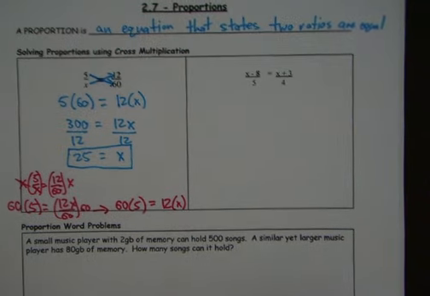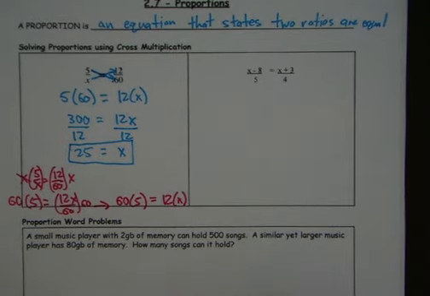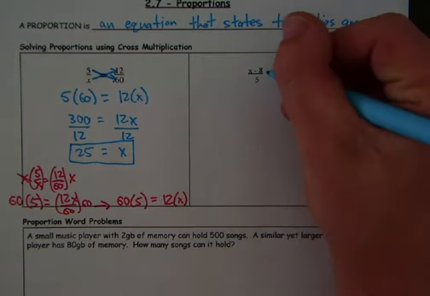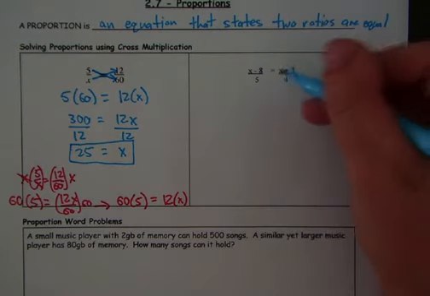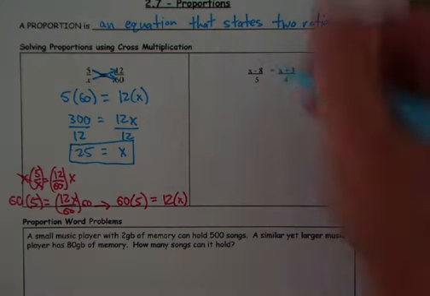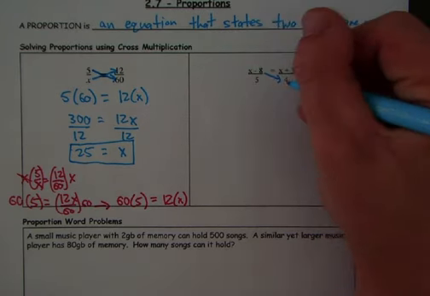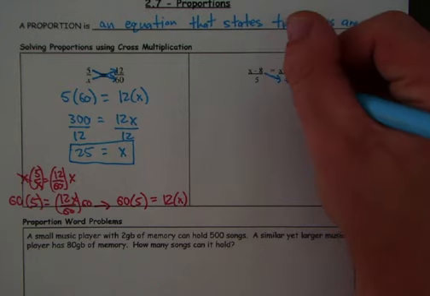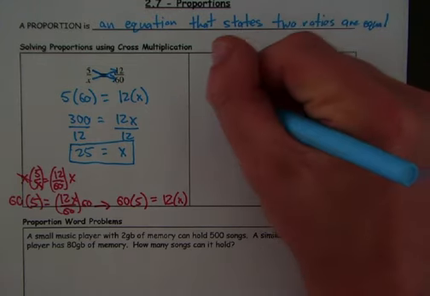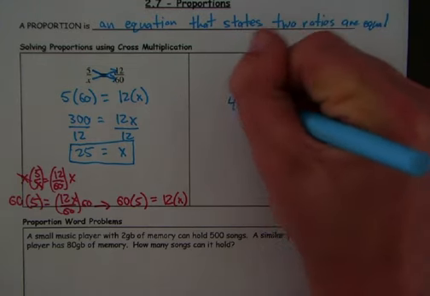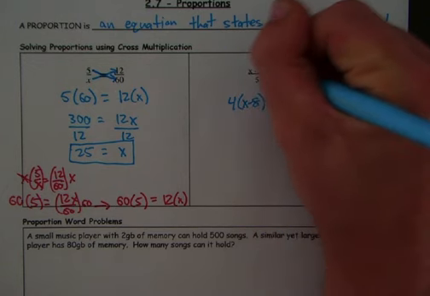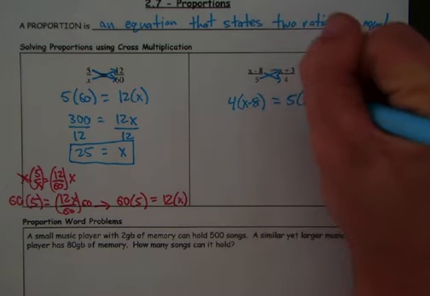Let's look over here, because now we're going to use some cross multiplication, but it's a little bit trickier. Here we have x minus 8 over 5 equals x plus 3 over 4. Well, we're going to do the same thing. I'm going to multiply the top of one side times the bottom of the other. So I'm going to have 4 times x minus 8 equals 5 times x plus 3.